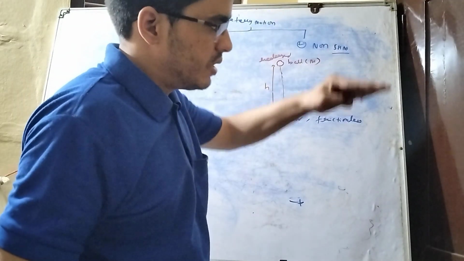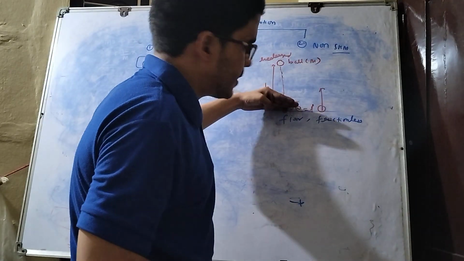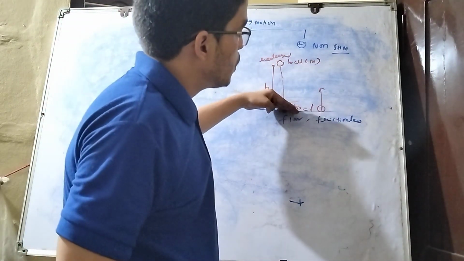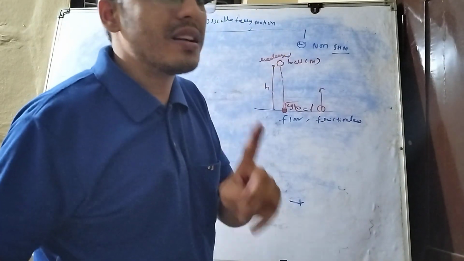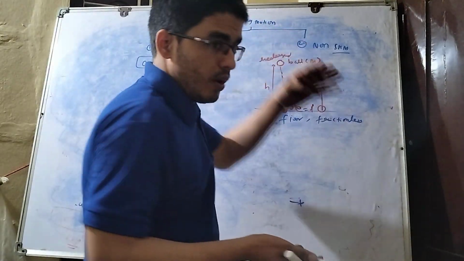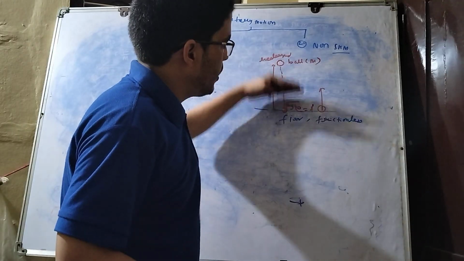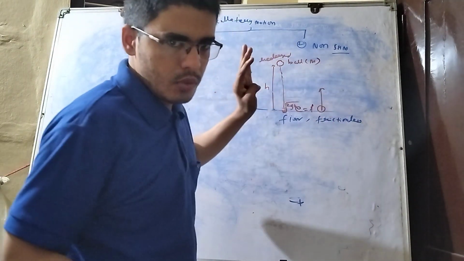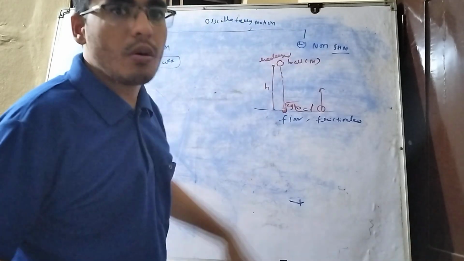Suppose it is going down with 10 meters per second and colliding here at 10 meters per second. So it will go up with 10 meters per second also. No energy loss. Got my point? So this is the case: going down, coming up, going down, coming up, going down, coming up. This is oscillating. I'm asking, is that simple harmonic motion or not?